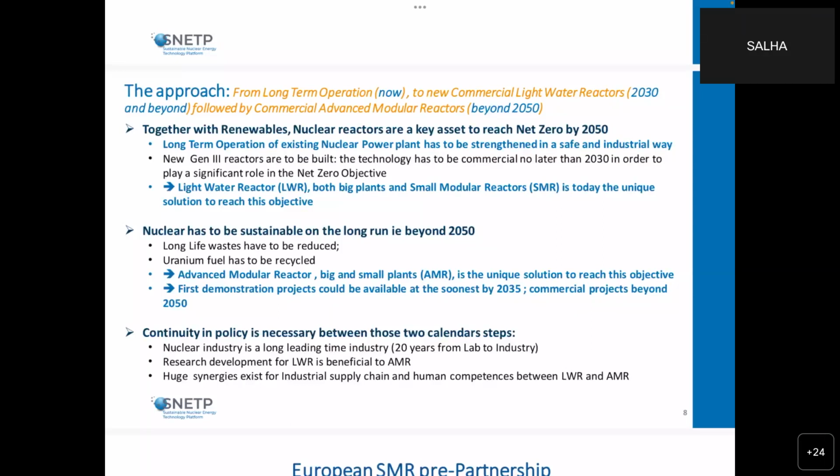Even if those two paths are a little bit different with different time schedules, in fact, we need continuity in these different policies because the knowledge, the research, the facilities, the people, the training, there are huge synergies between these different aspects, and we need to work on both of them. So that's the overall idea on how we see the future.